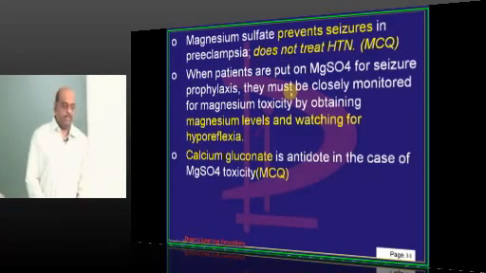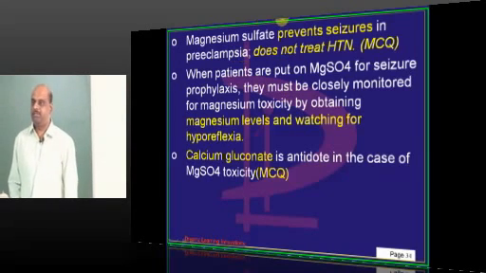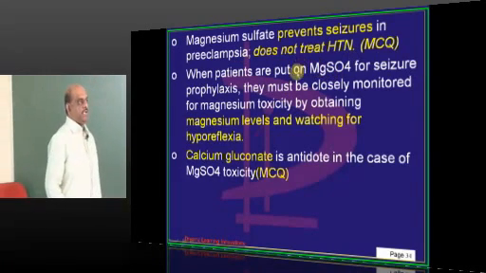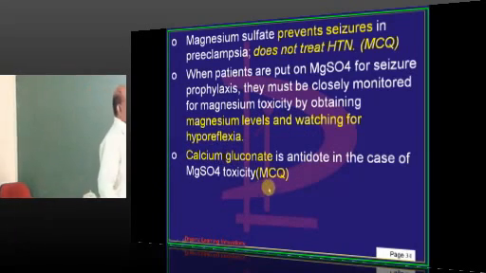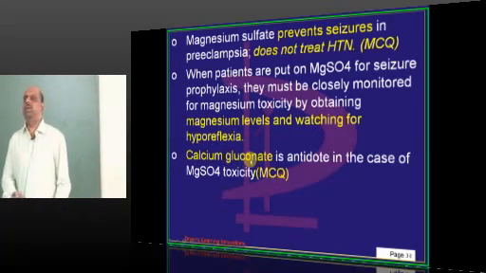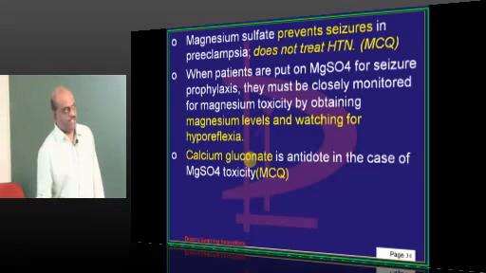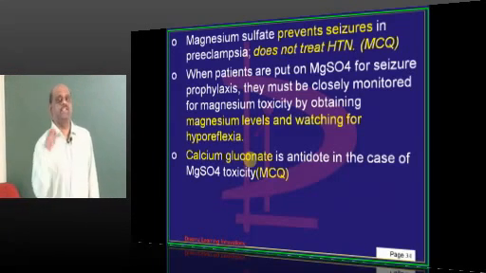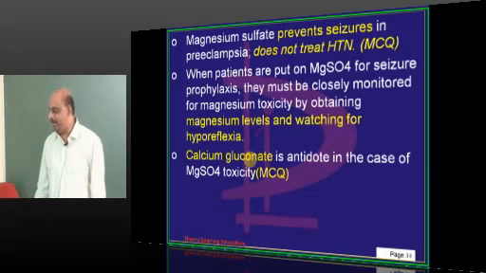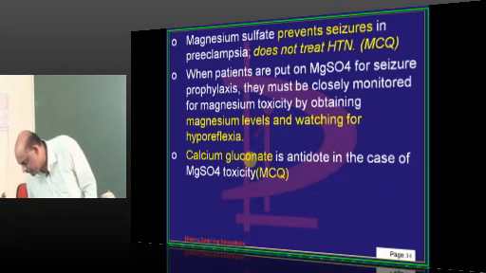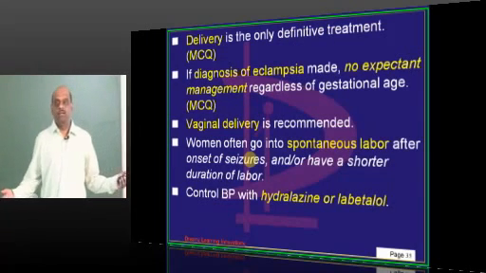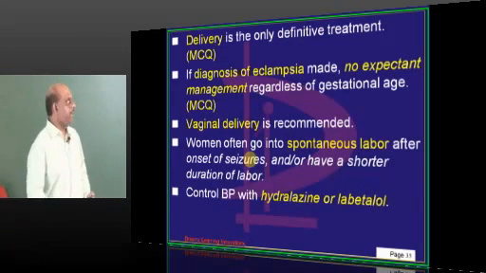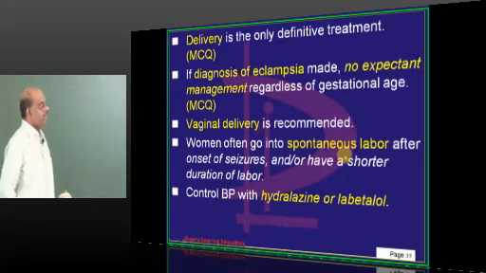So what is the rule, doctor? Magnesium sulfate prevents the seizures but doesn't affect the hypertension, is what needs to be remembered. So you need to closely follow in a woman receiving magnesium sulfate whether any areflexia is developing, which is very, very important to be followed. And delivery of the baby is the only definitive treatment.